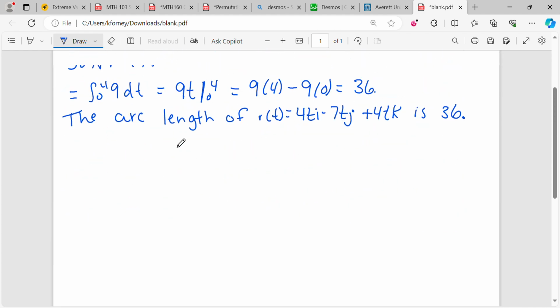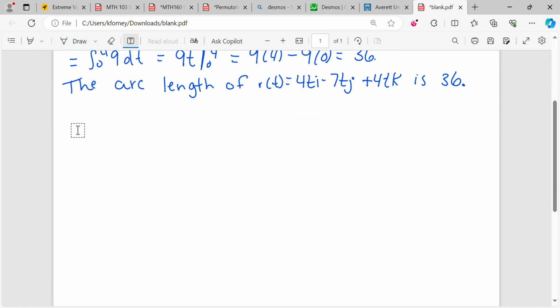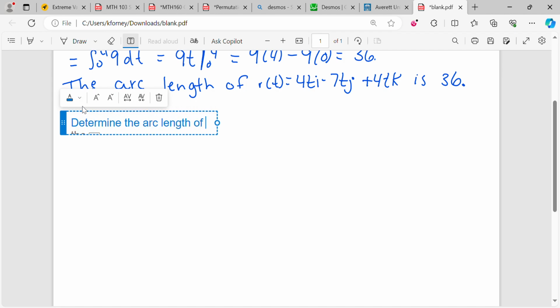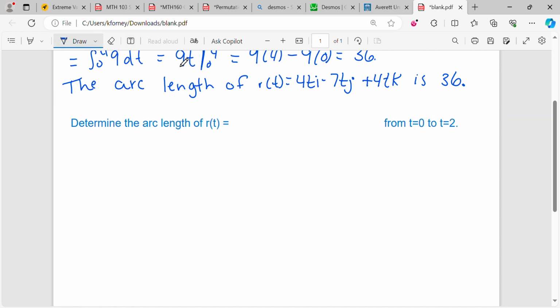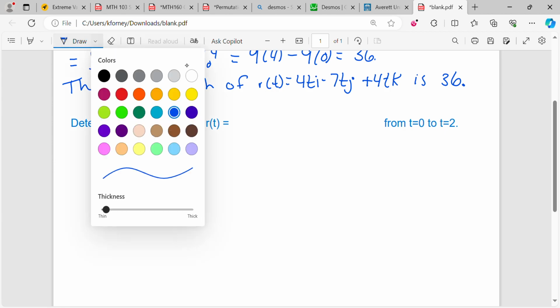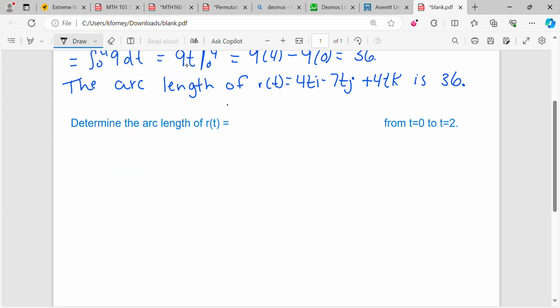Now we're going to look at one where we want to determine the arc length of r(t) equals, I'll just write it out, and we'll go from t equals 0 to t equals 2, and we will do r of t equals 3ti plus 4t to the 3/2 j.